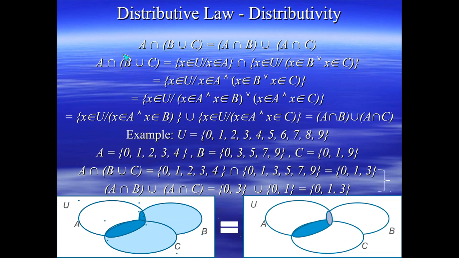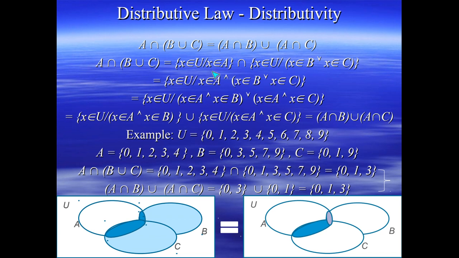So the left-hand side, A intersection, in parentheses, B union C. What does it mean? X is an element of U such that X is an element of A. This is A intersection B union C. What is B union C? X is an element of U such that X is an element of B or X is an element of C. And when I put this X element of A into the parentheses, I change the intersection to AND. So I obtain X is an element of U such that X is an element of A AND, in parentheses, X is an element of B or X is an element of C.